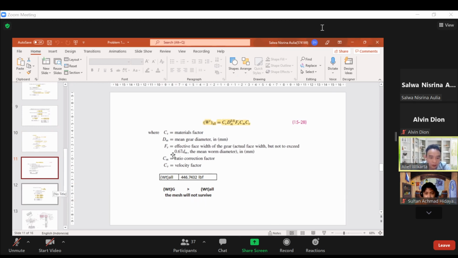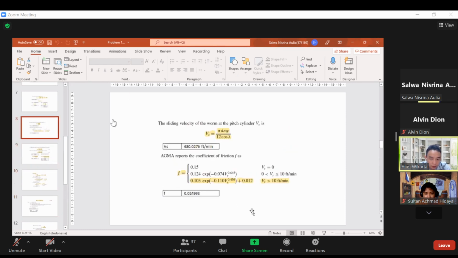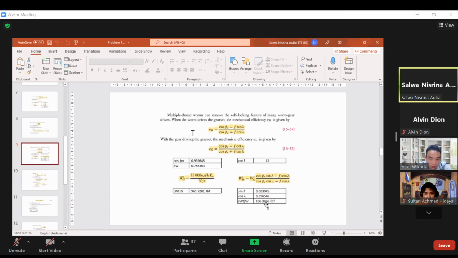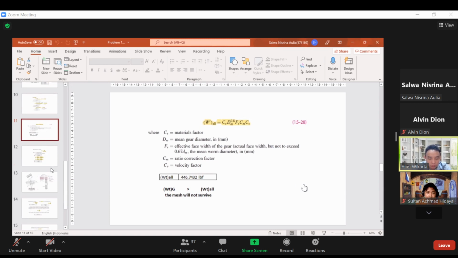How about the tangential force in the worm? It's bigger than, this tangential is 100. So yes, this is bigger than the tangential force in the worm. In order to determine whether the mesh survives or not, only compare the allowable tangential force with the tangential force of the gear, not with the worm.